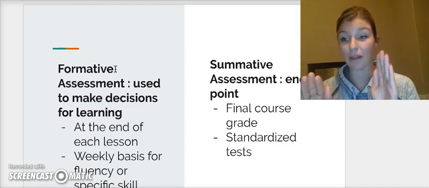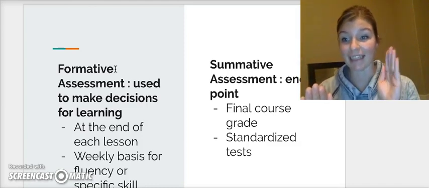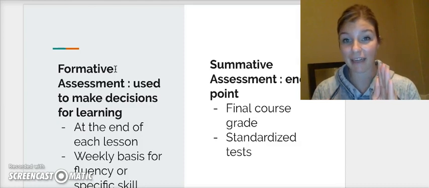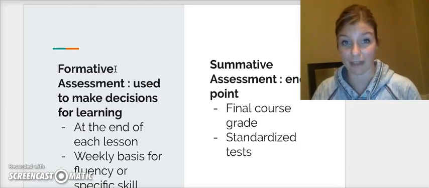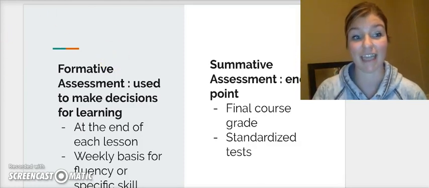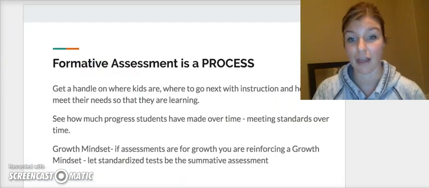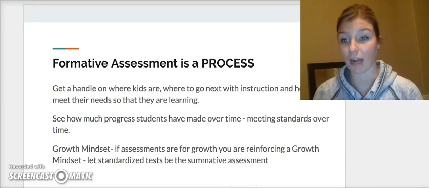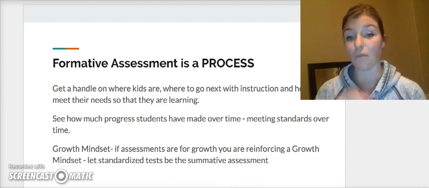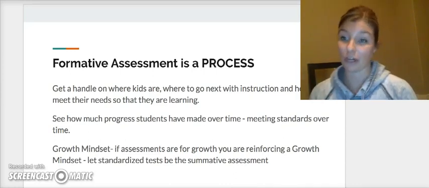Okay, I really want to focus on assessment. Assessment is collecting evidence of where your students are in regard to the standards and goals that you have set for them. So, collecting evidence of what your students are learning. Formative assessment is a process. You're getting a handle on where your kids are, where you're going to go next.